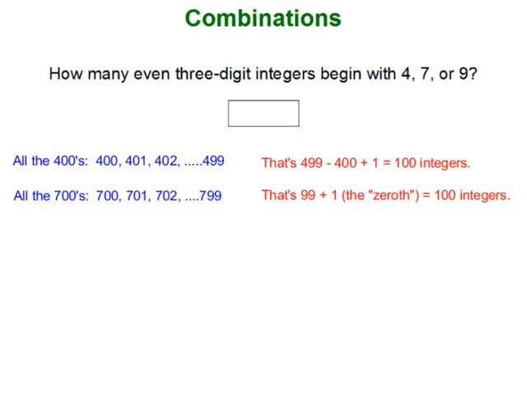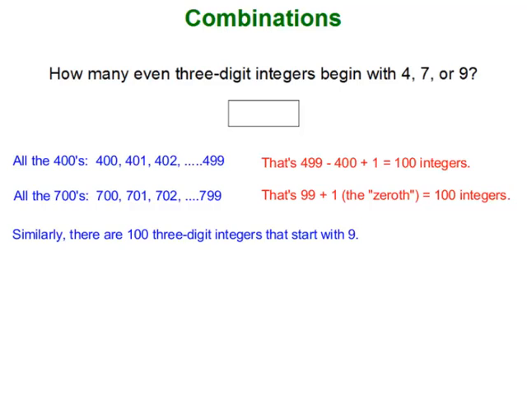Look at the 700s, much the same thing. This just shows another way of kind of thinking about how many terms that actually is. We know that's 99 of them from 701, 702, 703, up to 799. That's clearly 99 of them, kind of counting themselves. Plus 1 for the 0th, the 700 number. Again, 100 integers in that range too. So by similar logic, there's 100 that start with a 9 as well. Okay, so that's a total of 300 three-digit integers.